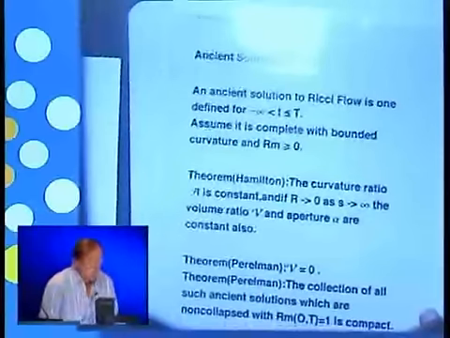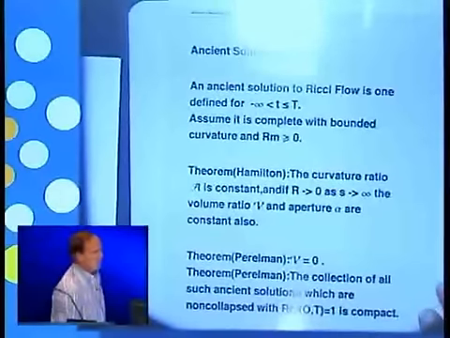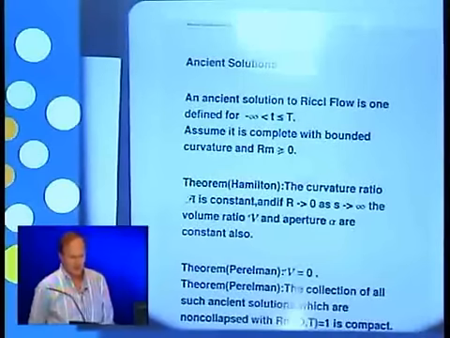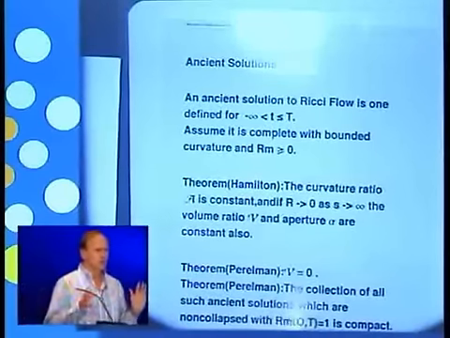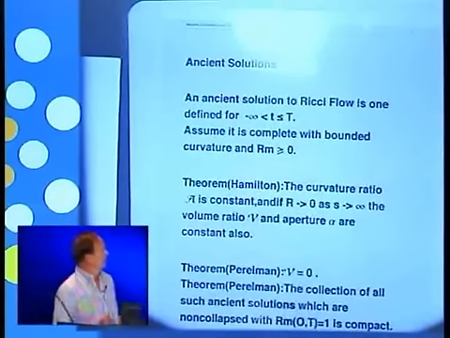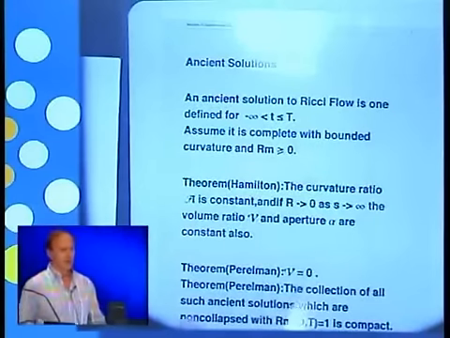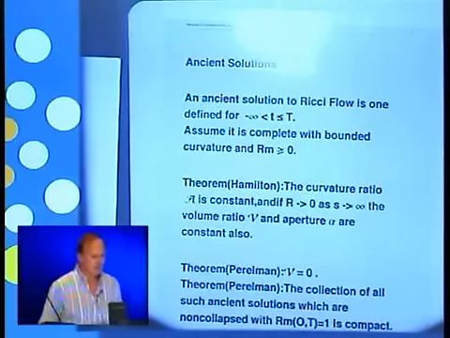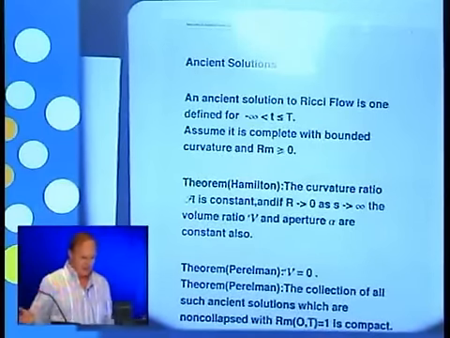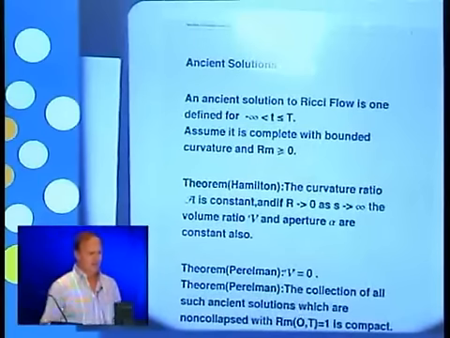Now we come to ancient solutions. This is a very important notion in the whole theory of parabolic equations, that parabolic equations make things better. And an ancient solution is one which, like me, has been around forever. And if something's been around forever and it's been getting better all the time, you can bet it's already pretty good.